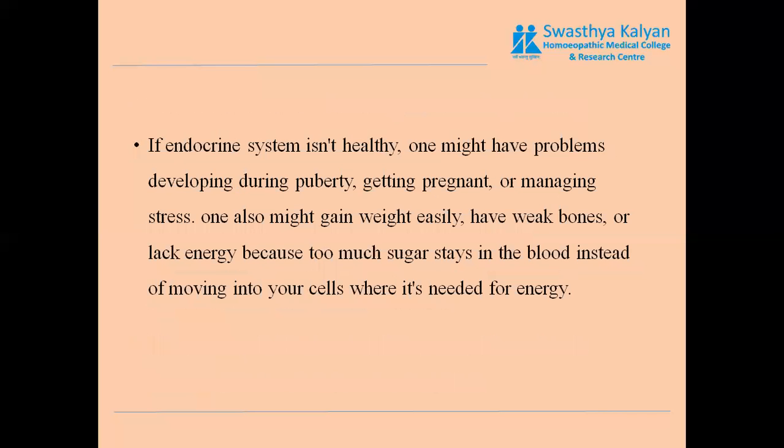If the endocrine system is not healthy, one might have problems developing during puberty, getting pregnant or managing stress. अगर endocrine system healthy नहीं है, कुछ problem है उसके अंदर, कुछ disorder है, तो one individual may have problems during puberty, getting pregnant or managing the stress. One also might gain weight easily, have weak bones, lack of energy, because too much sugar stays in the blood instead of moving into the cells.